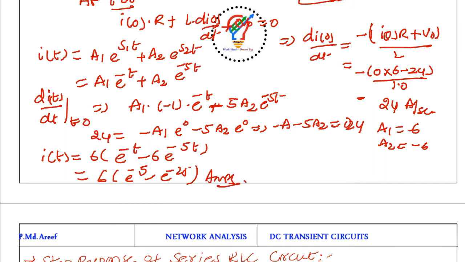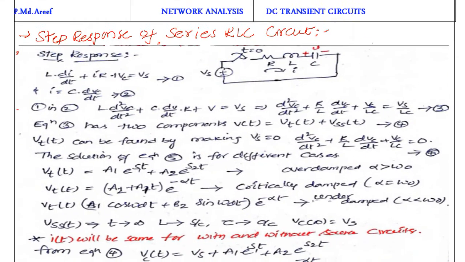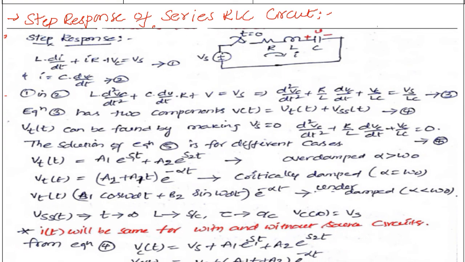Okay, so next we'll move to the step response of series RLC circuit. Okay, so in step response of series RLC circuit, just we are taking a voltage source here, so Vs, and we are closing the switch at t is equal to 0. So here we have R, L, C. Okay, now, so initially we are assuming that there is no inductor and capacitor having storage.